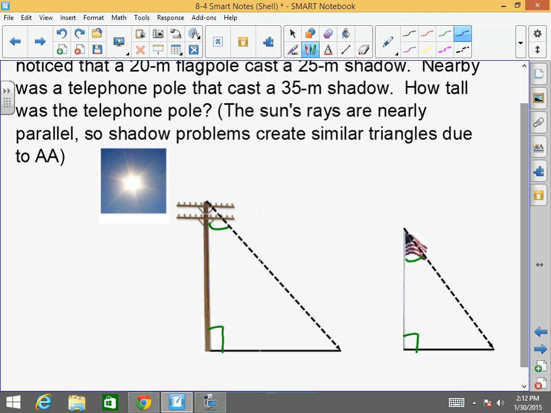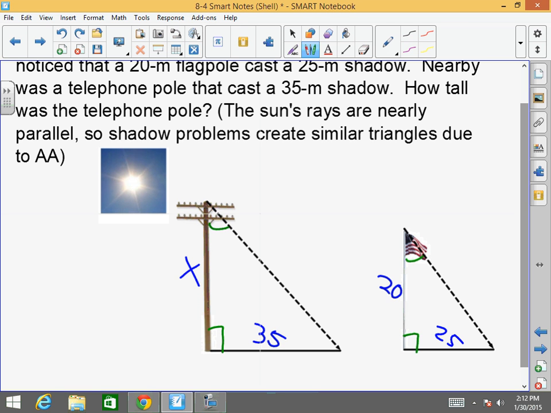So we have a 20-meter flagpole, and it cast a 25-meter shadow. Sorry, I'm talking about the flagpole. It's a cool little flagpole there. And then we've got the telephone pole that casts a 35-meter shadow, and it's X meters tall.